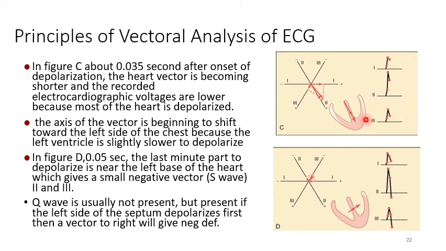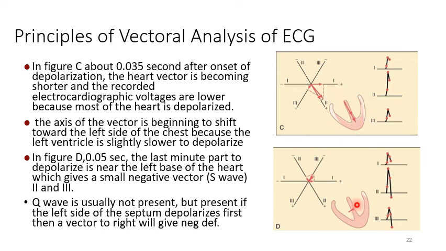In the ventricles, the left ventricle is slower to depolarize than the right ventricle, because it has thicker walls and a larger mass, so it's slower to depolarize. In C, we mentioned that the cardiac axis is slightly shifted to the left. Here it's slightly shifted to the left compared to the previous picture, and that's because the left ventricle is slower to depolarize than the right ventricle. That is why the cardiac axis is now a little bit shifted toward the left ventricle.